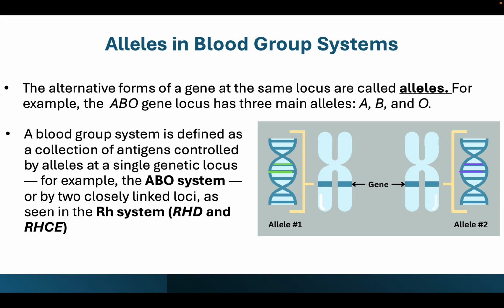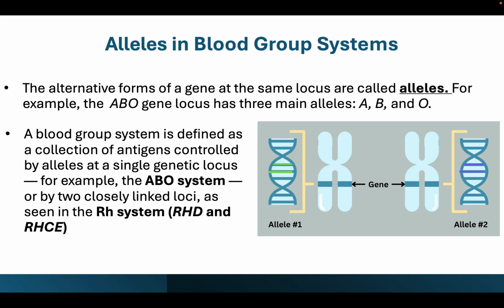For example, if we are interested in the ABO gene here, there are three main alleles: A, B, or O. So you can inherit A from your mom, you can inherit B, you can inherit O. The same from your dad, you can inherit A, you can inherit B, and you can inherit O. Now, you understand what is the carrier, you understand what is the antigen, what is the gene, what is the allele.